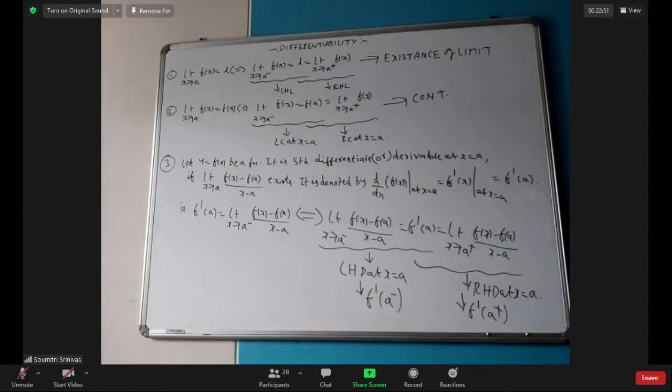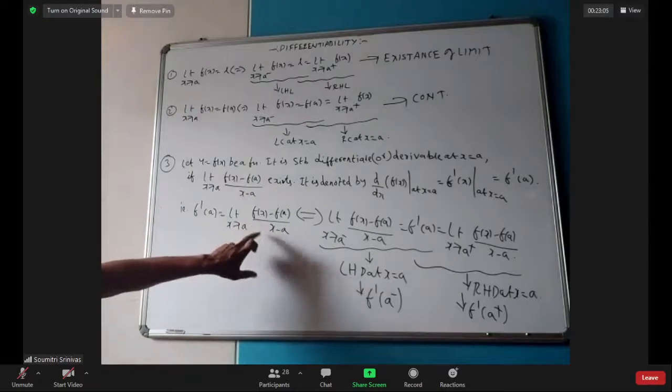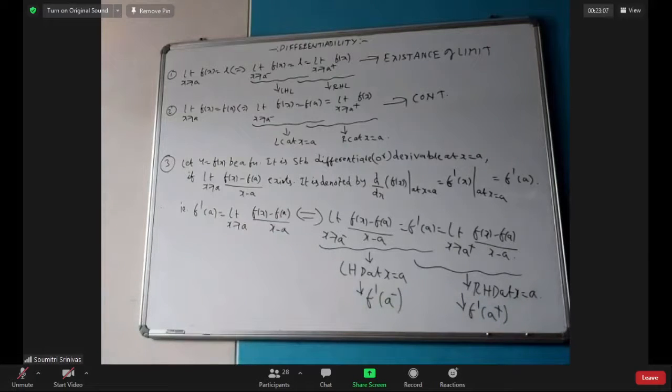Sir, one doubt, sir. In this f dash a, is it limit of x tends to a minus or simply a, sir? No. This is a that follows. Okay, sir. Clear, sir. Thank you.